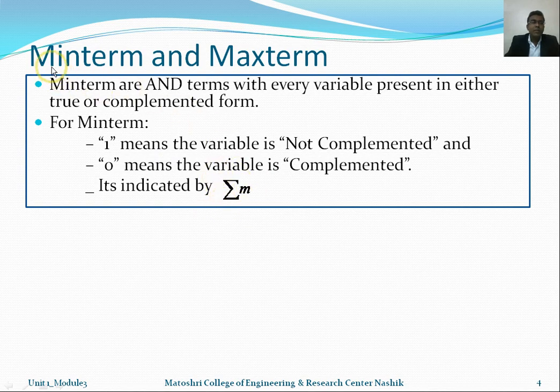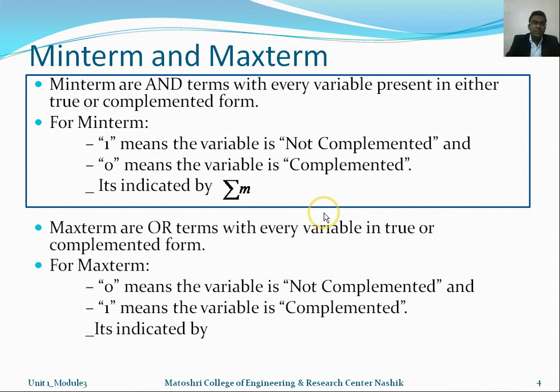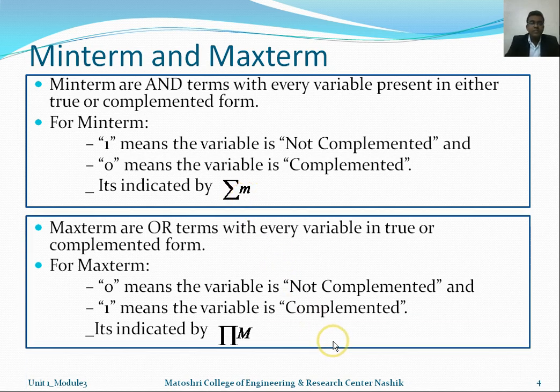Small m indicates the minterms, whereas maxterms are OR terms with every variable in true or complemented form. OR is nothing but a sum term. So minterms are product terms and maxterms are sum terms. For maxterms, 0 means the variable is not complemented, and 1 means the variable is complemented. Maxterms are indicated by capital M with the pi sign. So pi of capital M and summation of small m are the symbolic representations for the minterms as well as the maxterms.